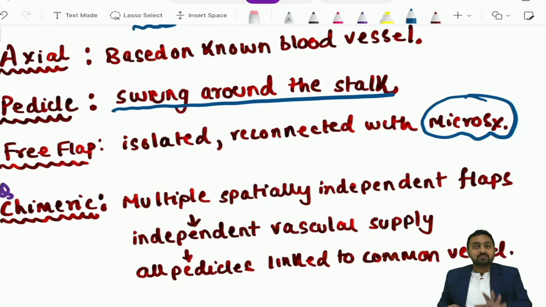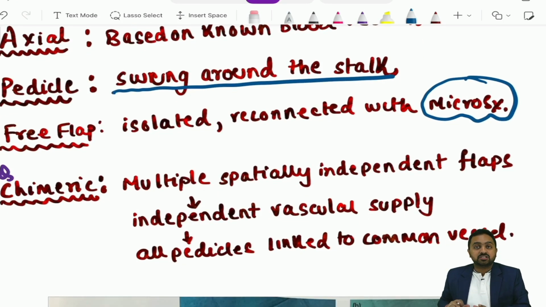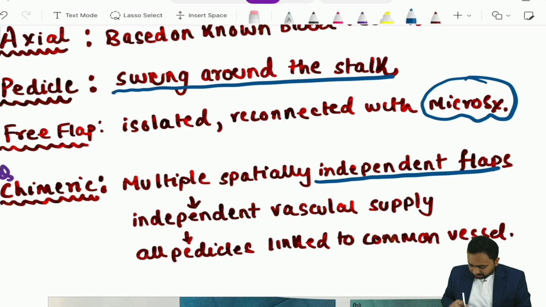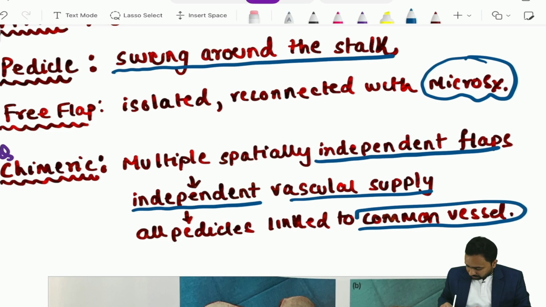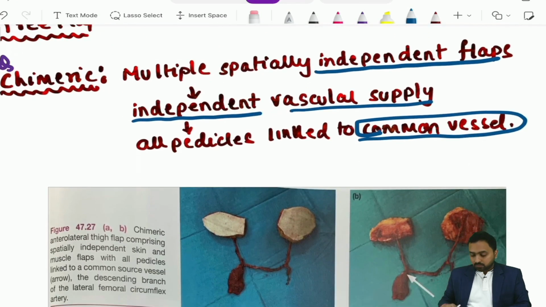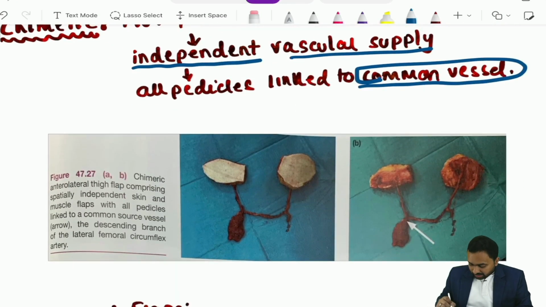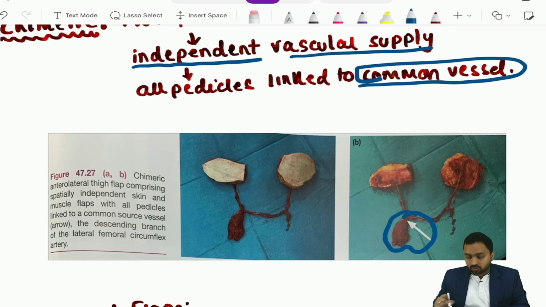Now another important term that we need to know is the chimeric flap. So what is a chimeric flap? These are multiple spatially independent flaps having an independent vascular supply, and all the pedicles are linked to a common vessel. If you look at the image below, we have an anterolateral thigh flap having a separate pedicle for the skin and the muscle but connected by a common vascular pedicle. This is an example of a chimeric flap.